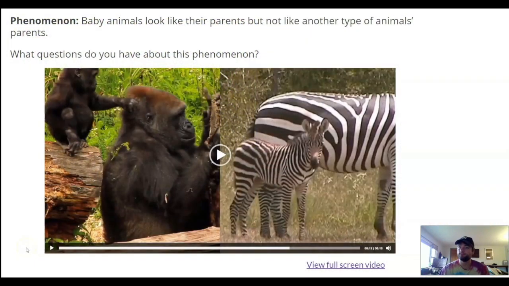So think about that. Why do you think the baby gorilla looks like its parent and maybe acts the same? And why do you think the same thing about the zebra? Why does the zebra baby not look like the gorilla parent? This might seem like a simple question, but think about it.